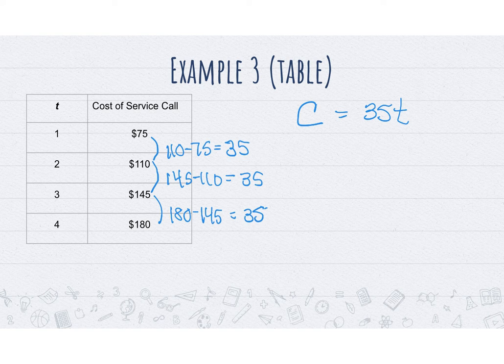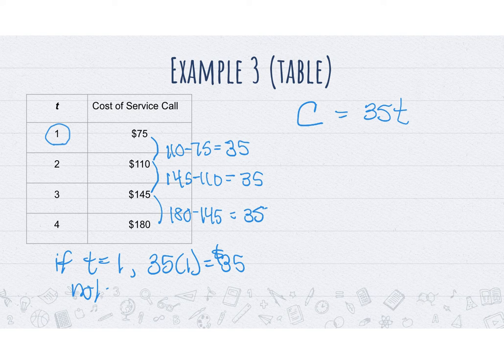But let's look here at the first hour. If the time equals 1, 35 times 1 is only going to be $35. But that's not true, because when T equals 1, cost equals $75. So we have to think, maybe when there's a service call, there's like just a flat fee. If they spend 2 minutes, you still pay this dollar amount, and then you pay per the hour on top of that. Pretty common way to charge for things, right?